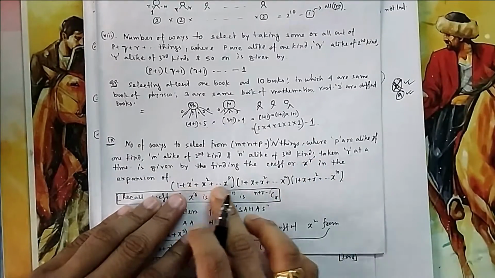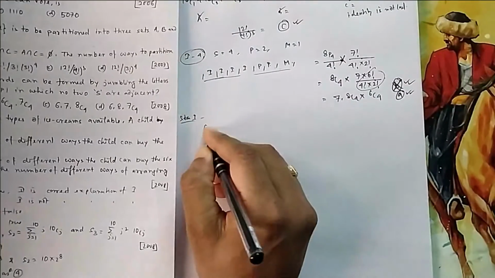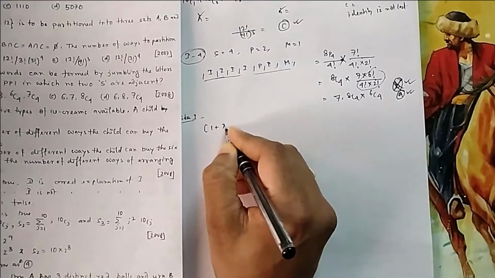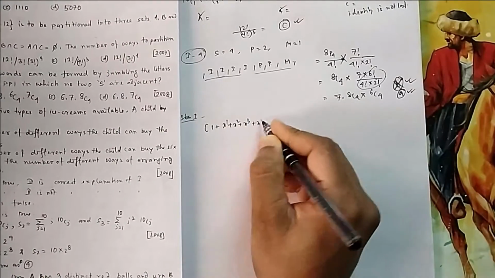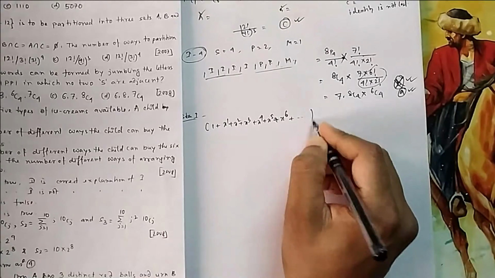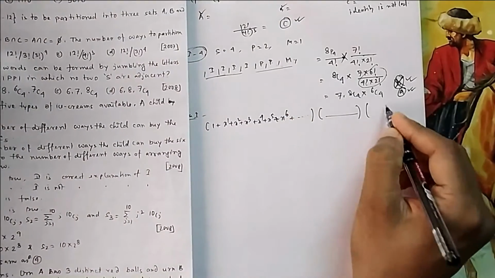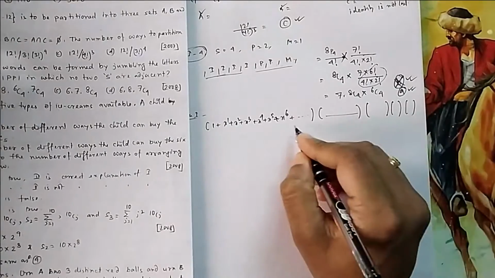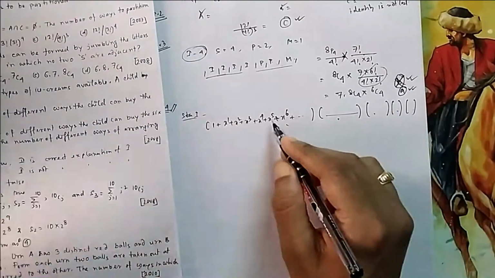So you have to find the coefficient of x to the power 6. It can be of this fashion: from type 1 it can select none, it can select 1, 2, 3, 4, 5, or 6. Let me write up to 6 only. Similarly, you will write for all 5 different types: 1st type, 2nd, 3rd, 4th, 5th. So you will find the coefficient of x to the power 6 in the product.